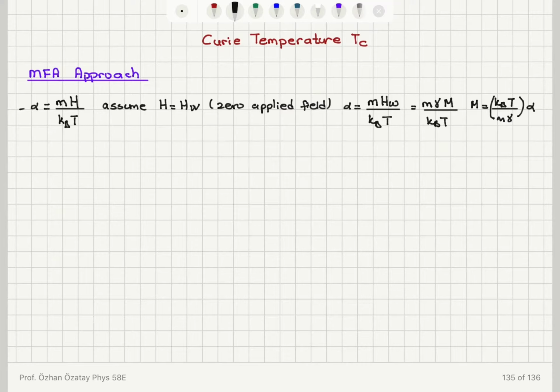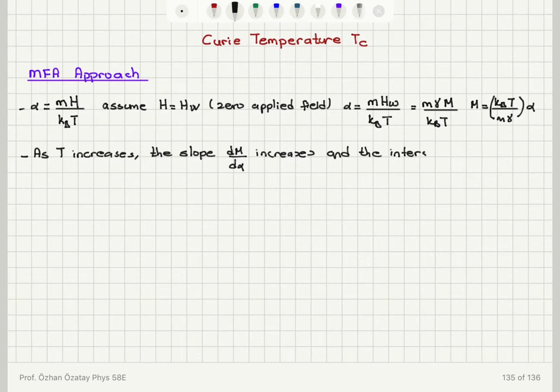And we see that the slope is going to change as the temperature increases. So as T, the temperature, increases, we find that the slope dM d alpha is going to increase, and the intersection point with the Langevin function, with L of alpha, is going to decrease.